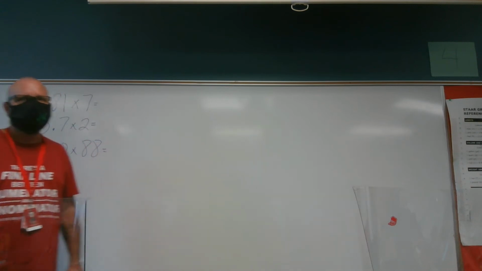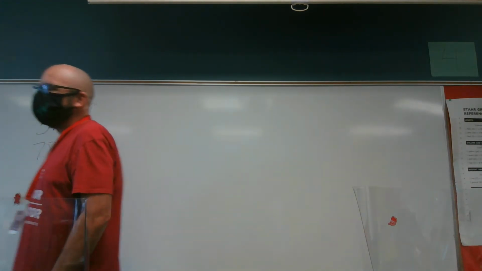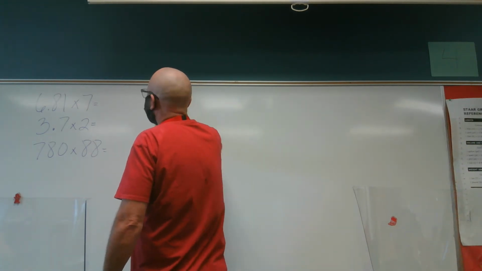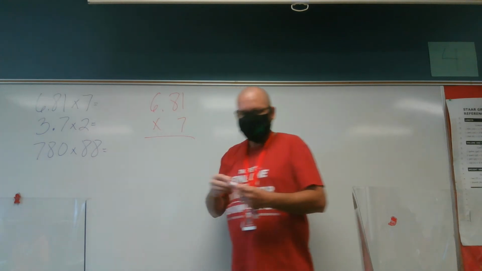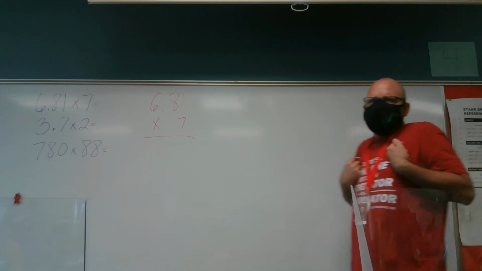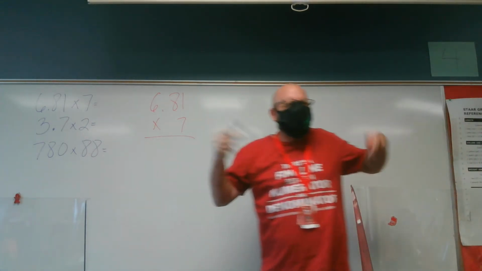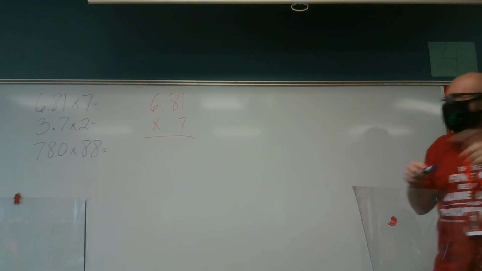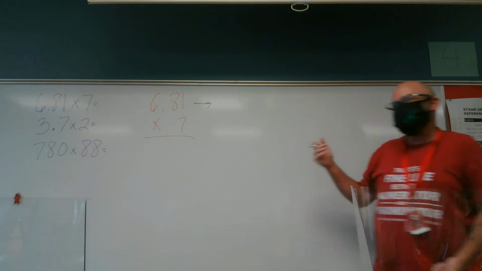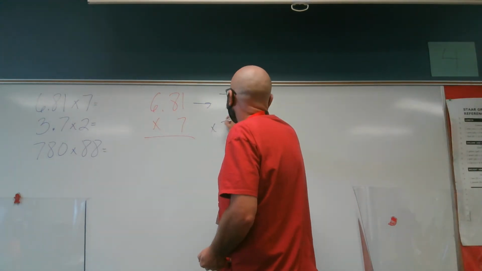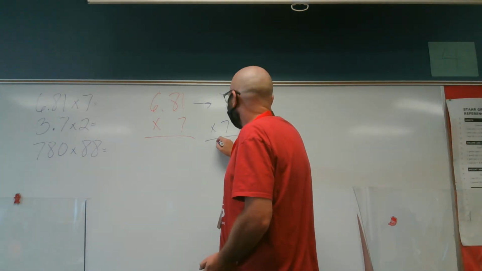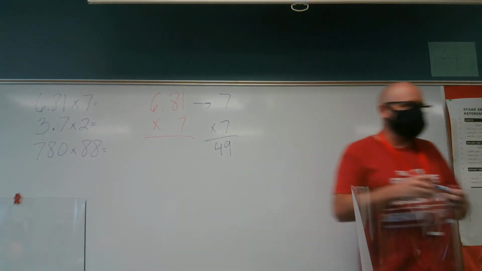So let's look at the first problem. We have 6 and 81 hundredths times 7. Now the first thing I want to do, because I'm me, is get an estimate. I want to know where my answer is about. 6 and 81 hundredths is close to 7, and 7 times 7 is 49. My answer needs to be somewhere near 49.